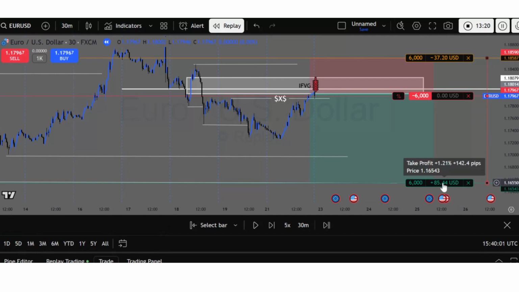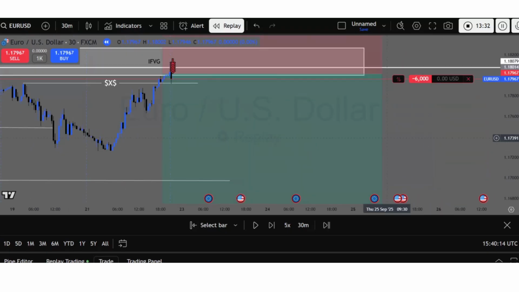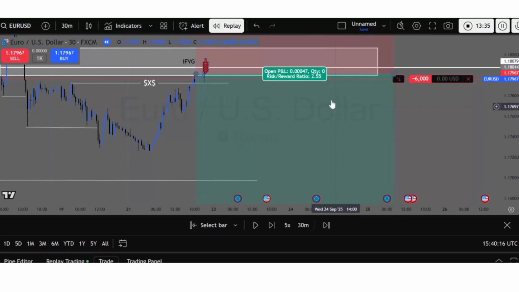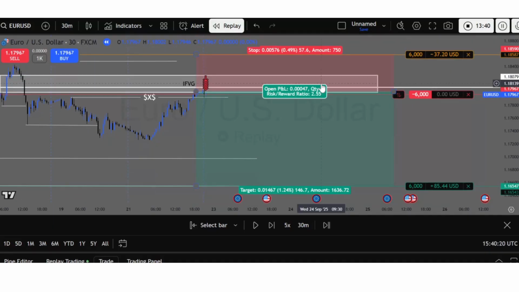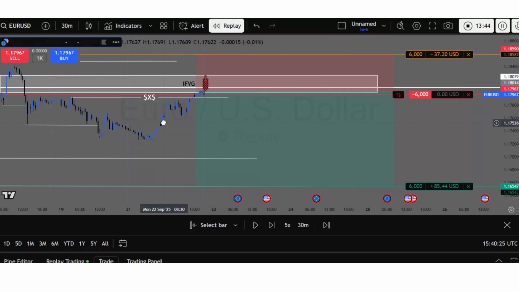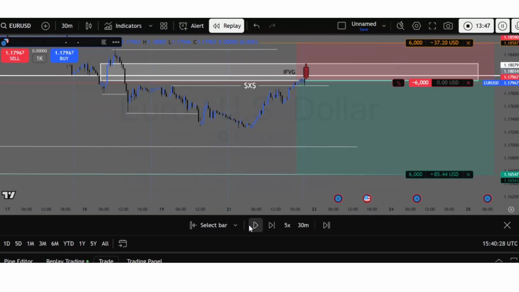And the pips, let's see. 142 pips, guys. So the risk reward was 1 is to 2. Okay, not bad. It is a very good amount. Risk to reward, yeah, it is 2. And let's say it's 2 to 1. Okay, let's see how our trade plays out.